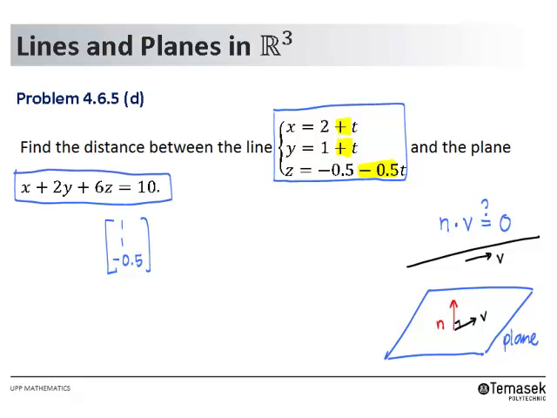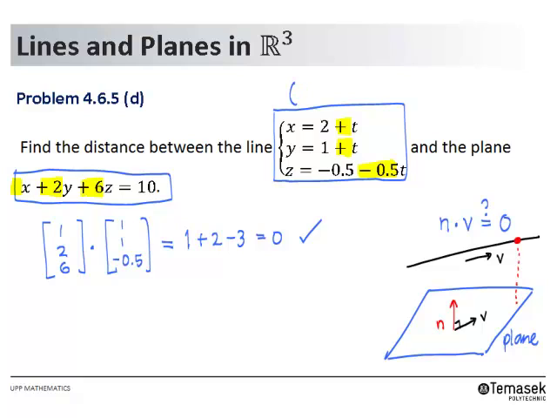And the normal vector of the plane can be found by observing the coefficients of x, y, and z. So in this case, n is 1, 2, 6. Now if we calculate the dot product, we have 1 plus 2 minus 3 equals 0. So it means that the direction vector of the line is perpendicular to the normal vector of the plane. Now we proceed by finding the distance. This can be done by taking any point on the line and measuring the distance to the plane using the point-to-plane distance formula.